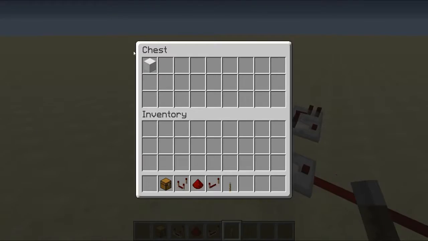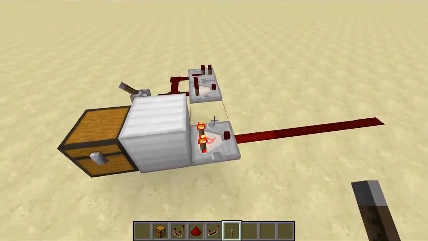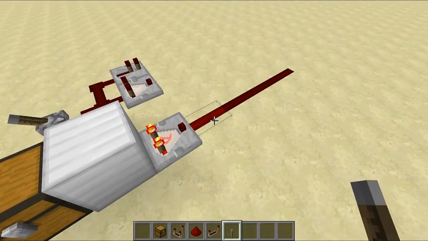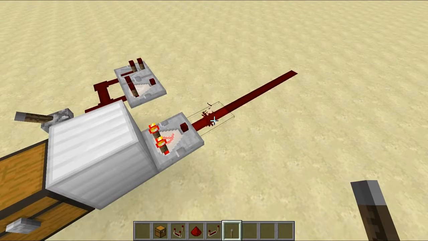So right here we've got ourselves a chest with 1 item on the inside, and that comparator is being powered by that chest and is giving off a signal strength of 1. Now the way that it actually works out the signal strength is by using a mathematical equation.